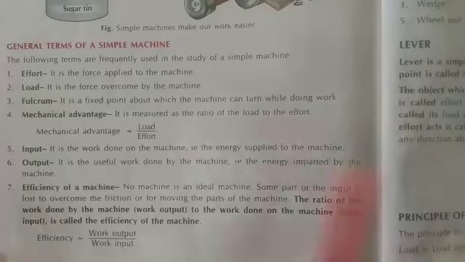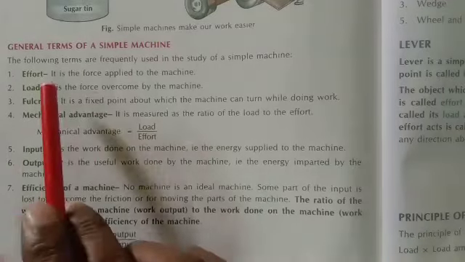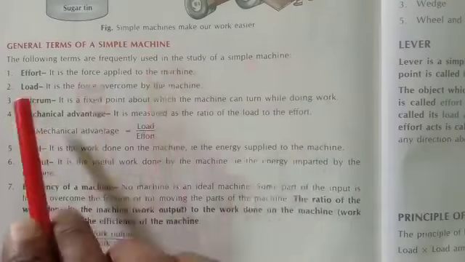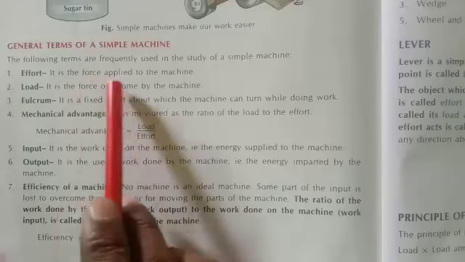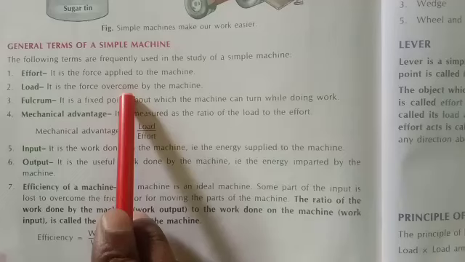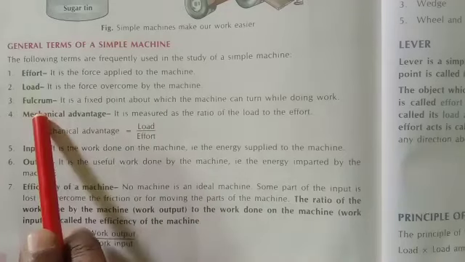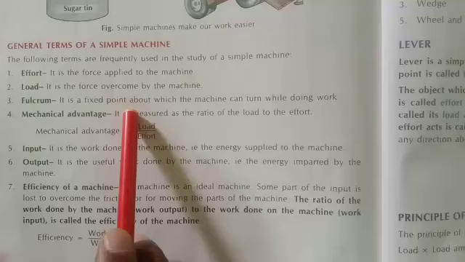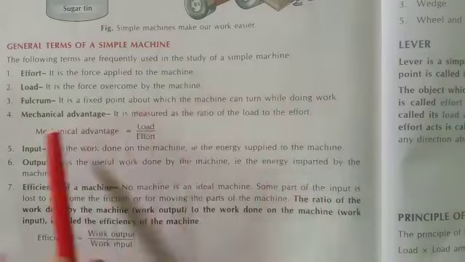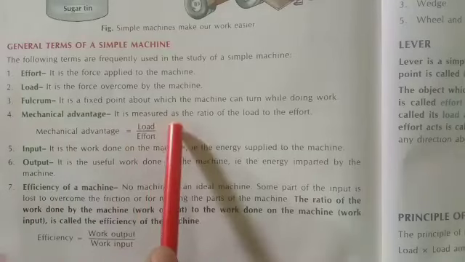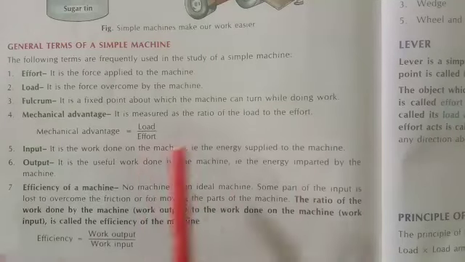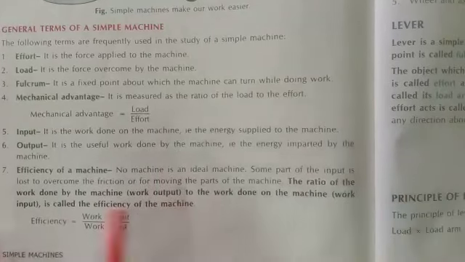The general terms of a simple machine. The following terms are frequently used in the study of a simple machine. First one is effort. It is the force applied to the machine. Load: it is the force overcome by the machine. Fulcrum: it is a fixed point about which the machine can turn while doing work. Next is mechanical advantage. It is measured as the ratio of the load to the effort, so the mechanical advantage formula is load by effort.